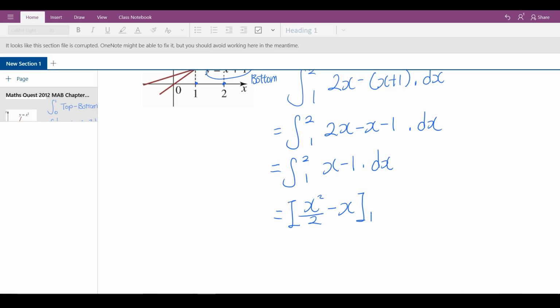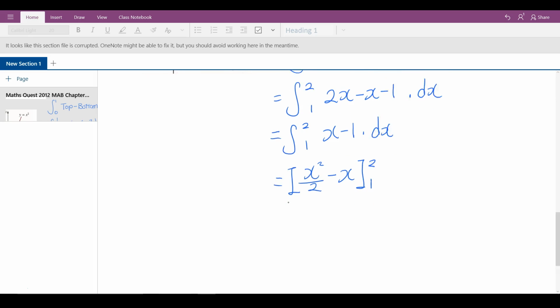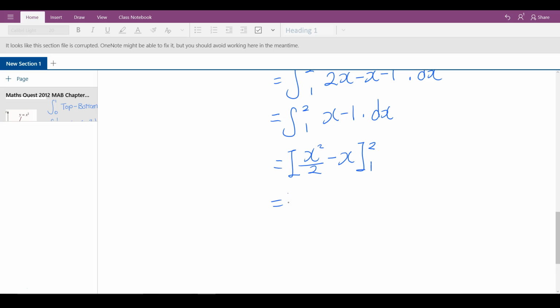And there's 1, 2 here. So now we can solve it. Let's sub 2 and 1 in. So 2 squared over 2 minus 2, minus 1 squared over 2 minus 1.